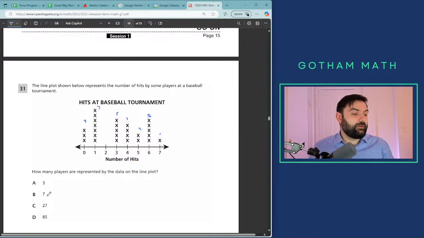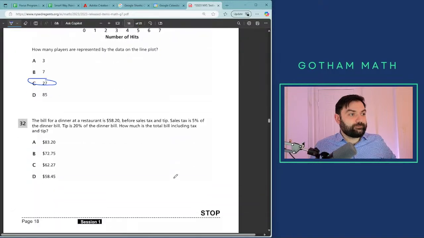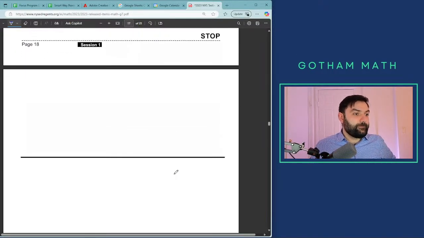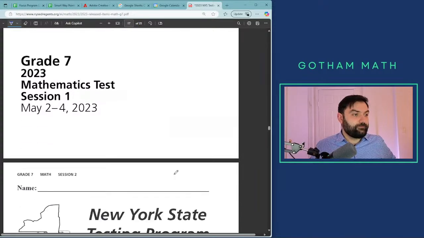Okay. So I noticed that you got 7, right? And this 7 was wrong because it's the number of hits, not the number of players. Okay. The answer, I'm pretty sure it's not 85 of them here, right? So it's 27. Okay, and we are moving on. Number 34.